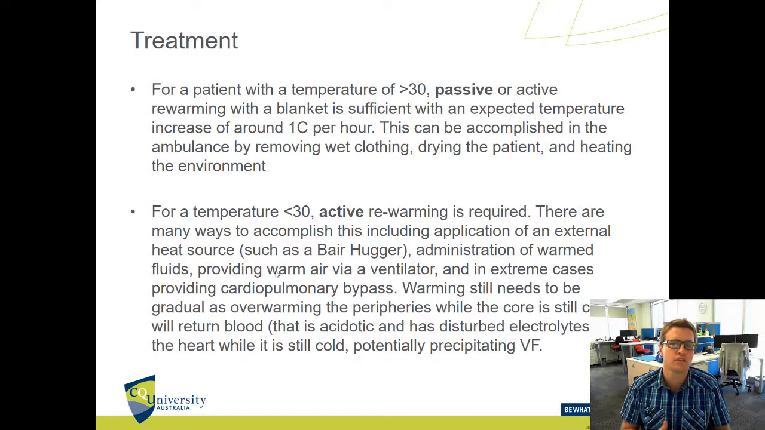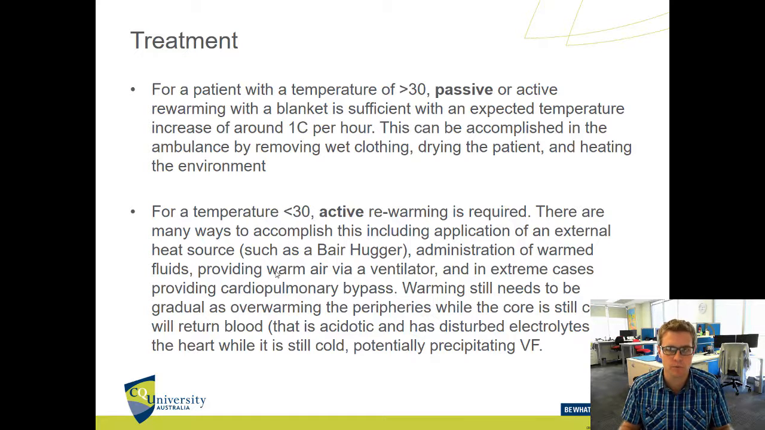As long as they're over 30 degrees, people will generally be able to rewarm themselves, given enough time. And because of that neuroprotective effect of cold, they won't have any brain damage from it. So if they are over 30 degrees, passive or active rewarming with a blanket is sufficient.